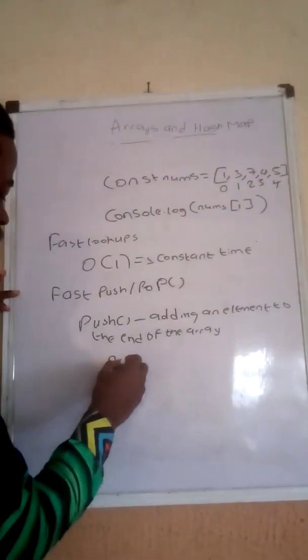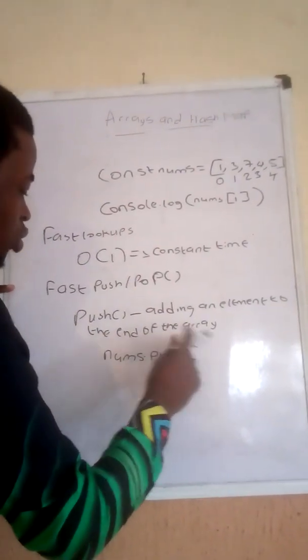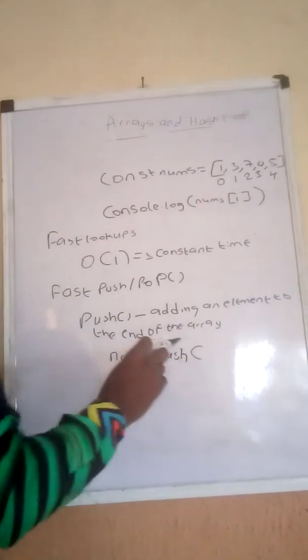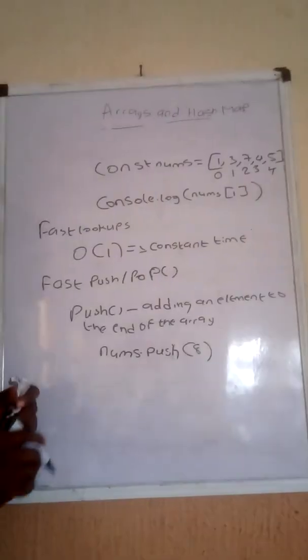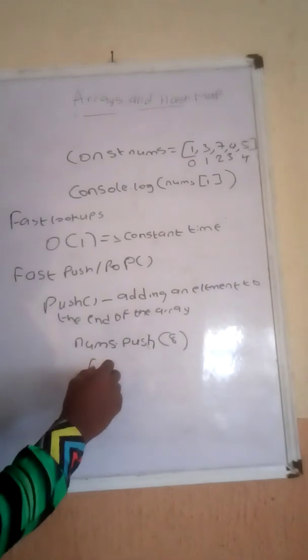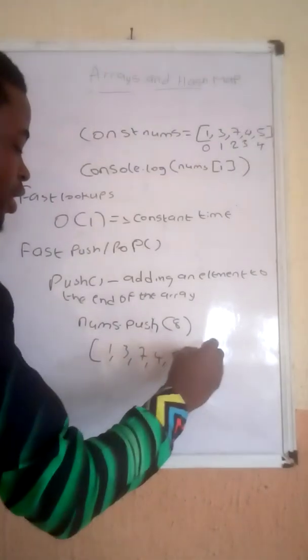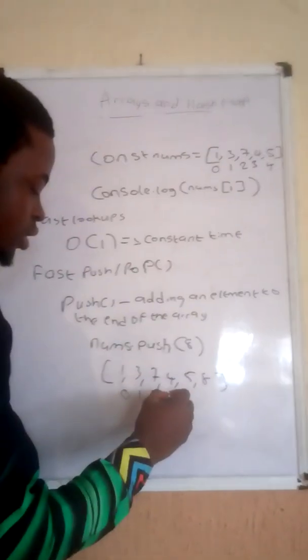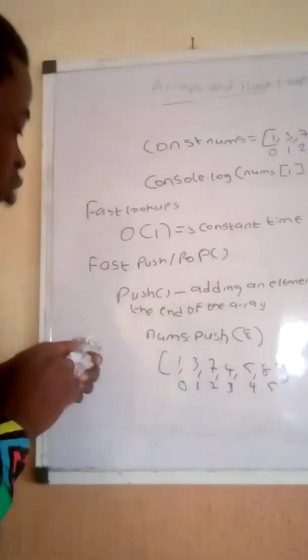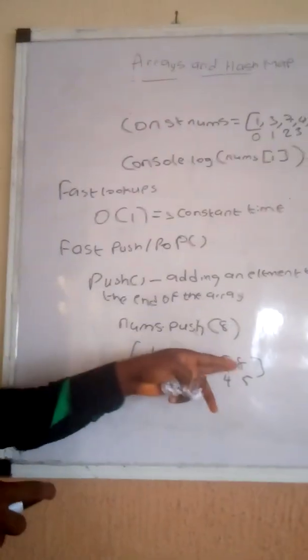So we have to say nums dot push. Let's say we are pushing the element of 8 in this array. So if we push this element in this array, the resulting array that we will receive will be 1, 3, 7, 4, 5, and 8. In this case, the indices are 0, 1, 2, 3, 4, 5. The index of 8 that we just pushed into this resulting array is index 5.